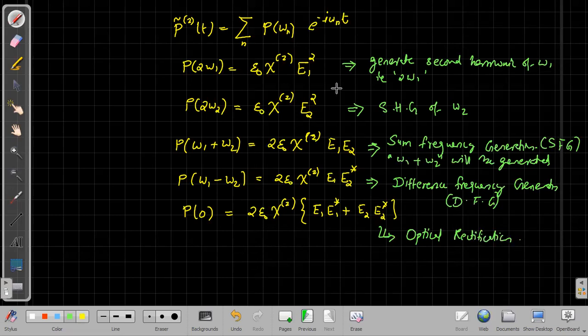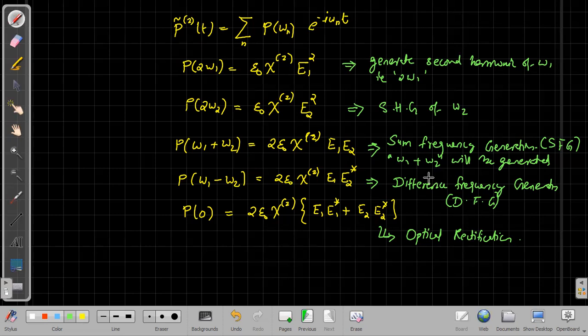Okay, so although we have listed many phenomena here, only one of these phenomena would be dominating. So it is not possible to produce the second harmonic generation of omega 1 and omega 2 together. So at a time we will get only one phenomenon. Either you will get second harmonic generation of omega 1 or omega 2, or you will get sum frequency generation, or you will get difference frequency generation. So what is the deciding factor about which phenomenon would be dominating?